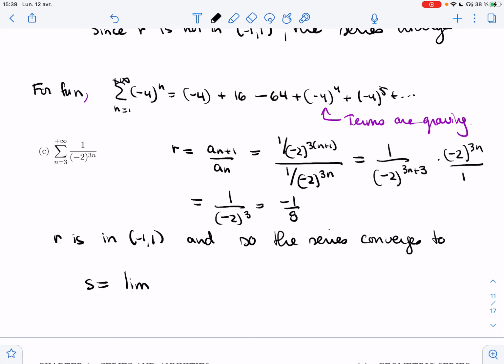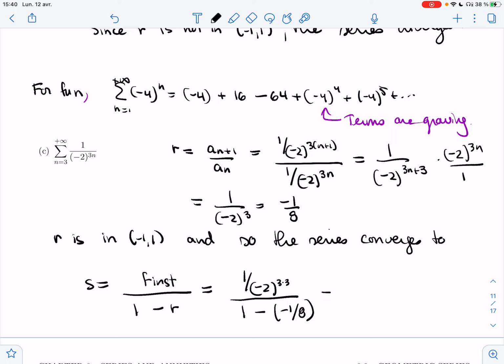And S, which is the limit as n goes to positive infinity of, I was picturing myself in telescoping series. We actually don't have to take a limit now. We have the formula. So first over 1 minus r. First is going to be when n is equal to 3. So I'm going to get minus 2 to the 3 times 3. And then 1 minus minus 1 over 8. And so if I simplify the bottom, I'll get 9 over 8, and the top is 1 over minus 2 to the 9. And so I got minus 1 over 576.